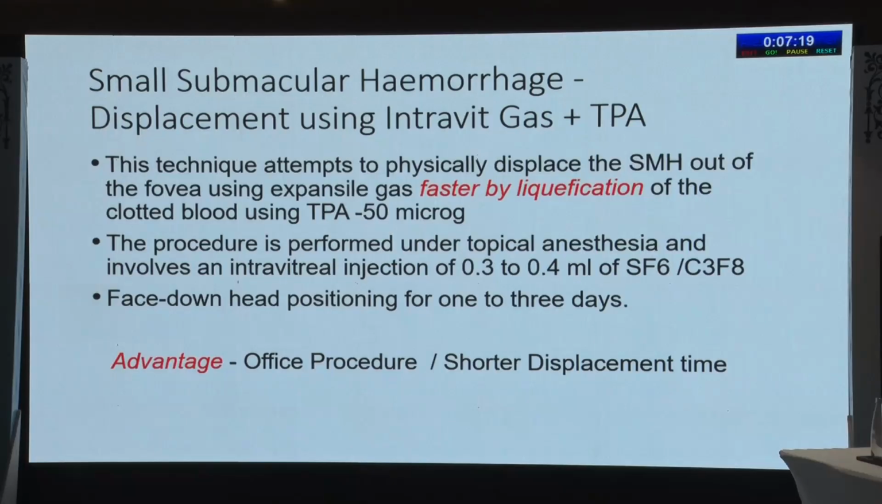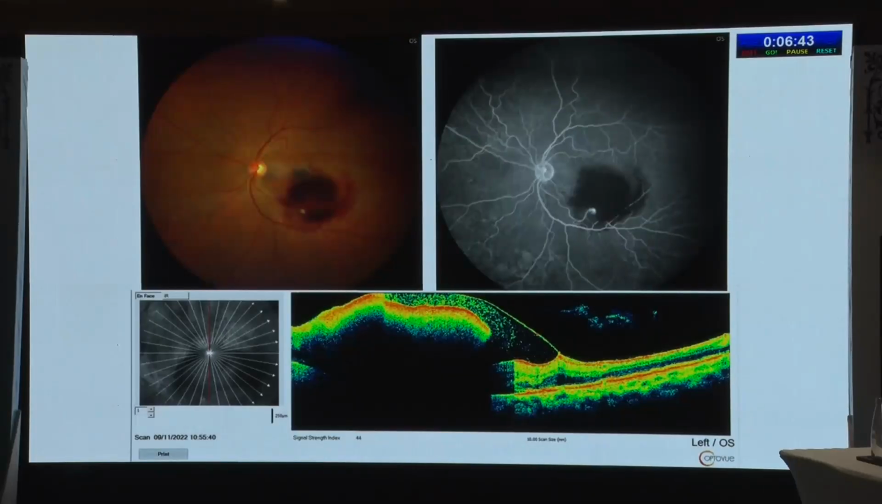In small displacements using intravitreal gas and tPA, this technique attempts to physically displace the submacular hemorrhage out of the fovea using an expansile gas, aided by liquefaction of the clotted blood using tPA 50 micrograms. The procedure is performed under topical anesthesia and involves an intravitreal injection of 0.3 to 0.4 ml of SF6 or C3F8 gas and face down positioning for 1 to 3 days. The advantage is that it's an office procedure and the displacement time is short, but it can be done only if the hemorrhage is small. Otherwise, it doesn't work.